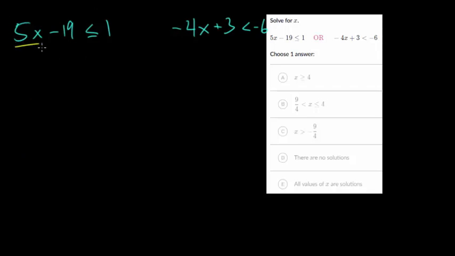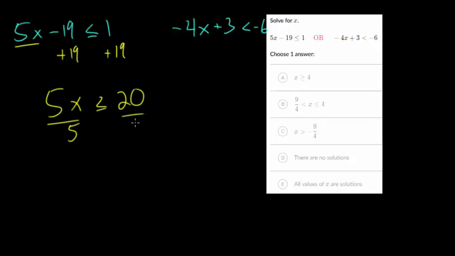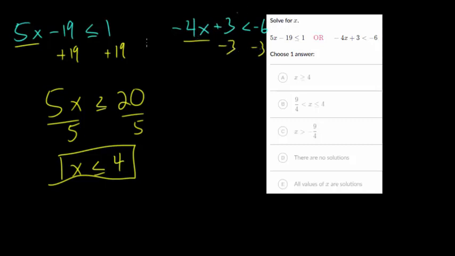So solving this one, isolating the x term, we can add 19 on each side. So you get that 5x is less than or equal to 20. And then dividing each side by 5, you get x is less than or equal to 4. So that's one solution. Over here, you have this minus 4x term that we need to isolate. So we can cancel out the plus 3 by using subtraction on each side. So minus 3. So you get minus 4x less than minus 6 minus 3 would give us negative 9.